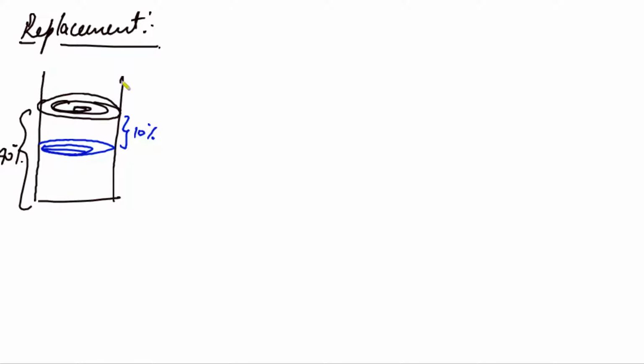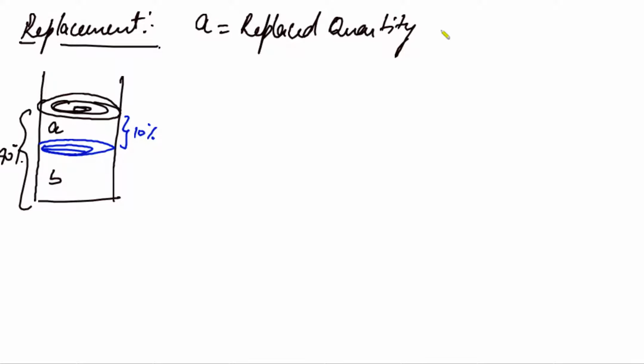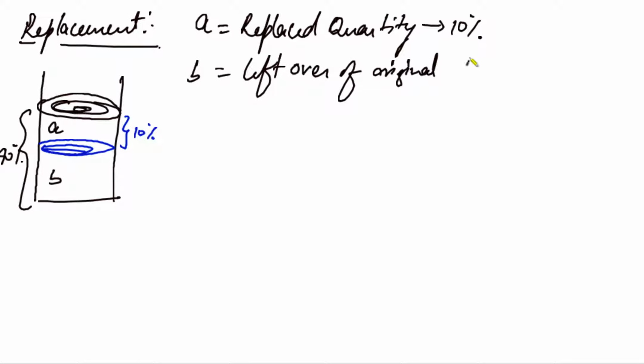Now we see that this solution can be divided into two parts, part A and part B. Part A represents the replaced quantity, and the replaced quantity will have 10% alcohol, and B represents the leftover of original solution after the replacement. But the leftover of original solution will also have 40% alcohol in it because the solution is considered to be a homogeneous solution, right? And now the question may be, the last line is also very important, therefore I am writing the question here on the board itself.